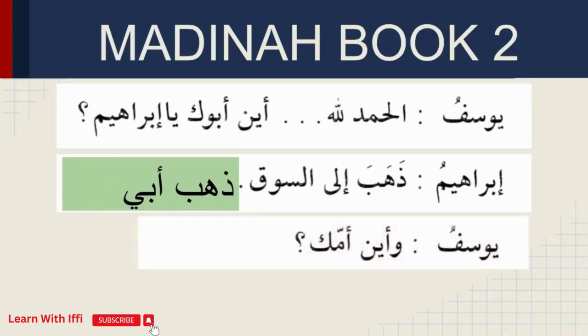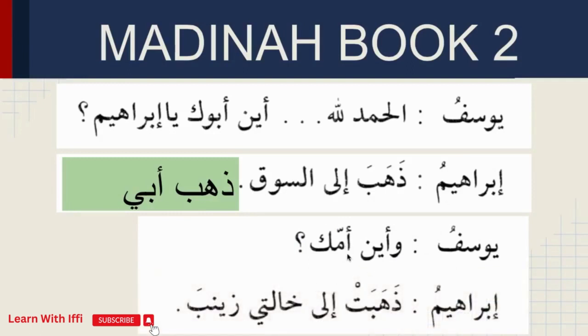So then Yusuf says, wa aina ummuka. See, wa aina ummuka. So where is your mother? So mother is feminine here. So we have to use what type of verb? So you use a feminine verb. So feminine here is dhahabat. So it says dhahabat ila khalati.